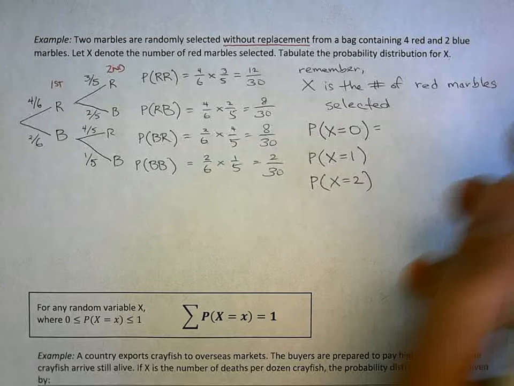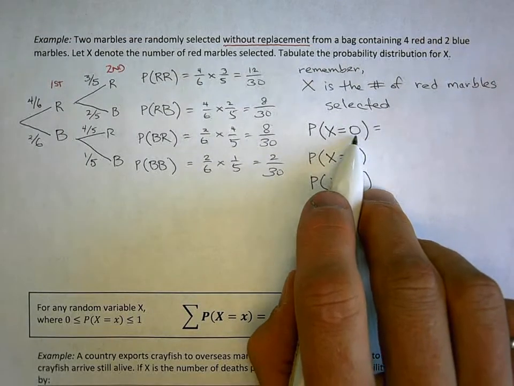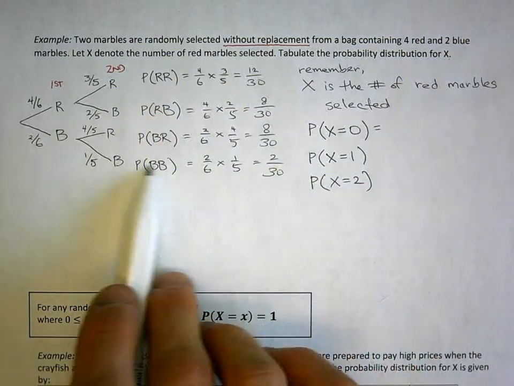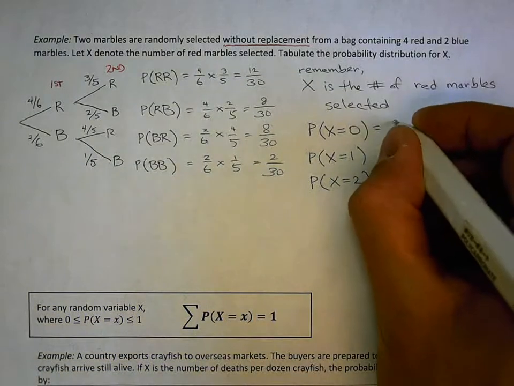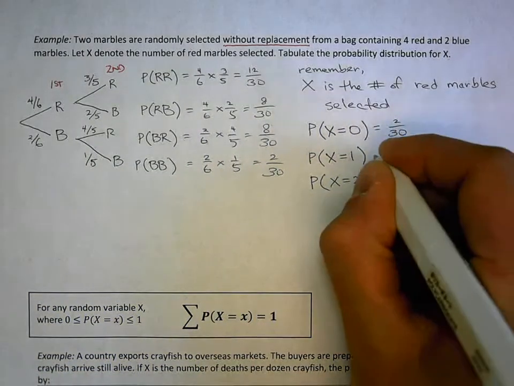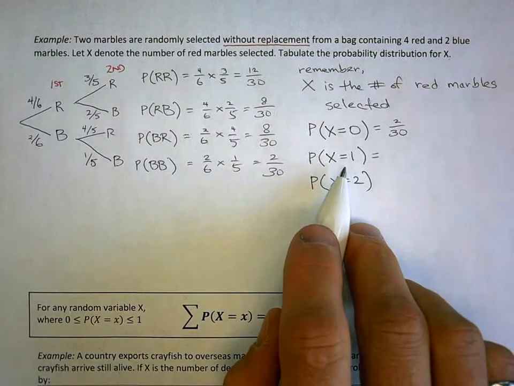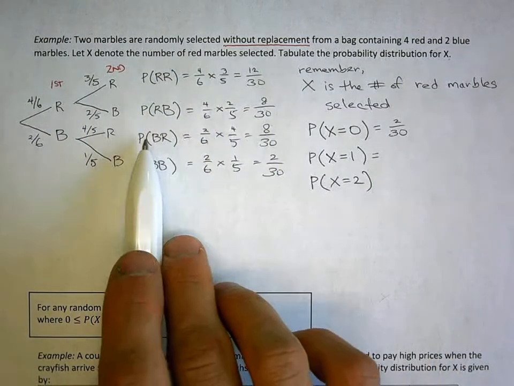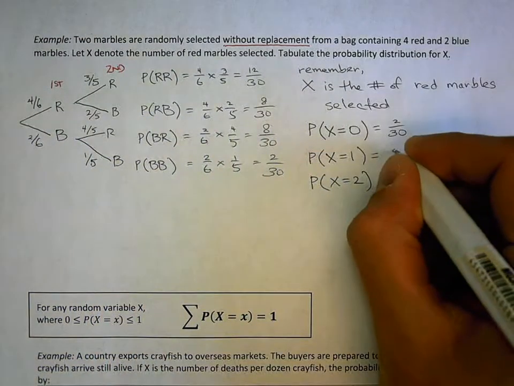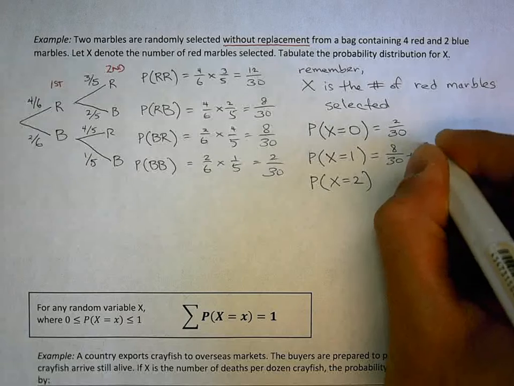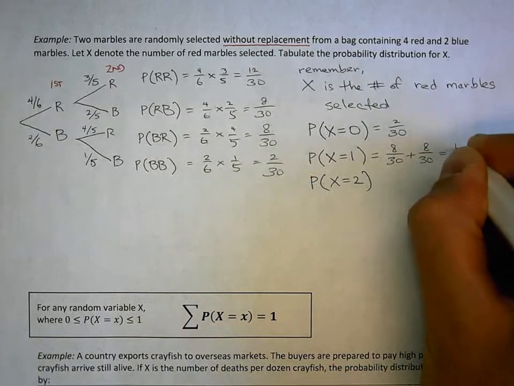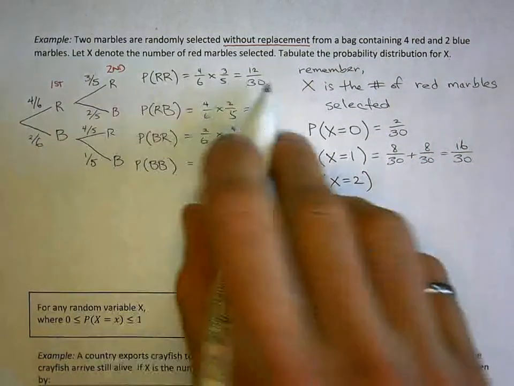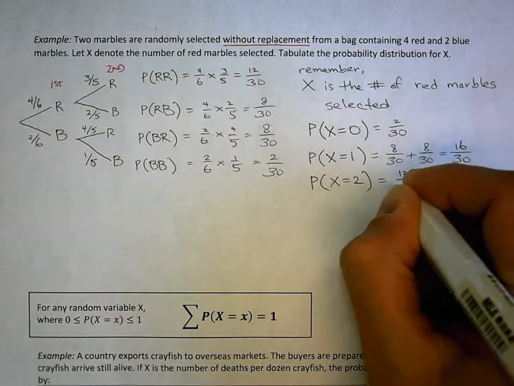So what's the probability of getting 0 red marbles? Well, oh, that's right here. That's the blue-blue option. The probability is 2 out of 30. What's the probability of getting 1 red marble? Well, it would be the red-blue branch or the blue-red branch. So it'd be 8 out of 30 plus the other branch, 8 out of 30, gives me 16 out of 30. Finally, what's the probability of getting 2 reds? Well, there it is. It's 12 out of 30.